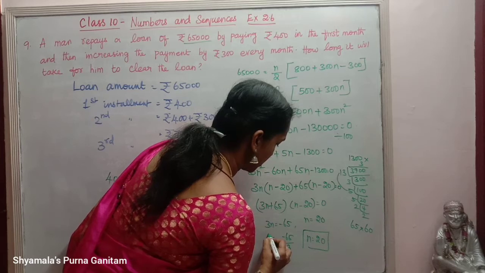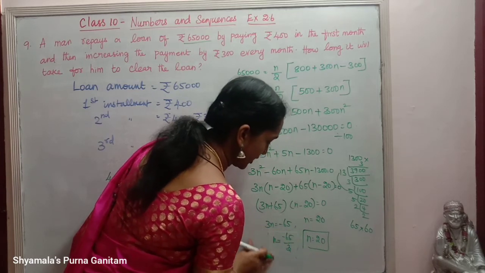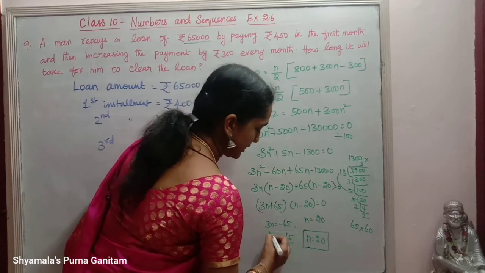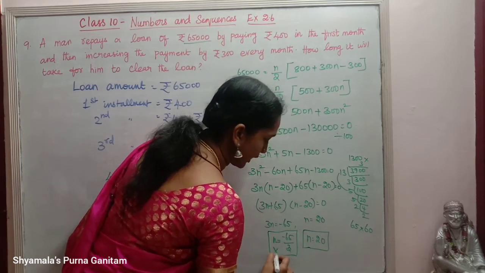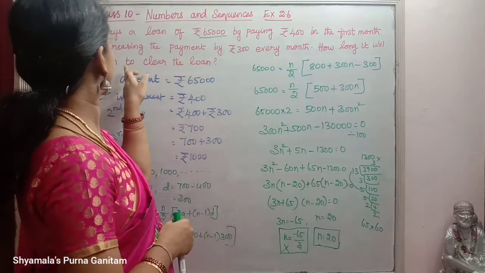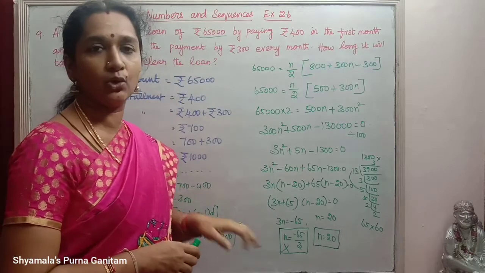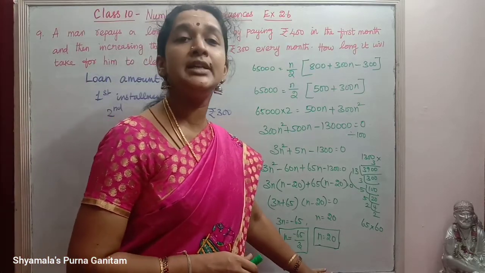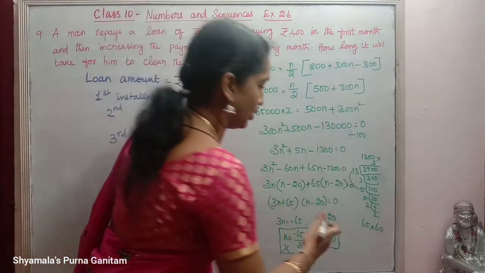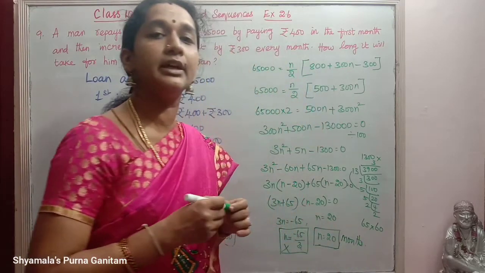Since it is not possible to have a fractional number, n is equal to 20. We are asked to find how long it will take for him to clear the loan. So it will take 20 months to complete the loan.